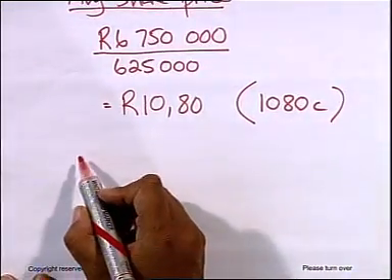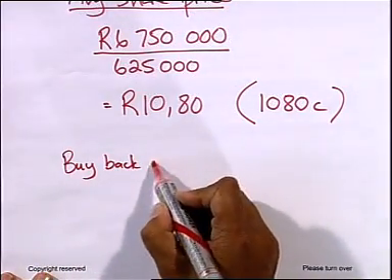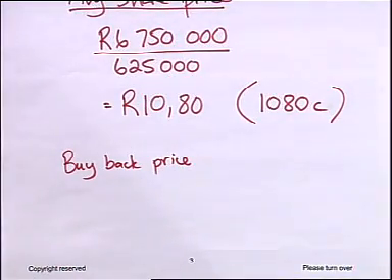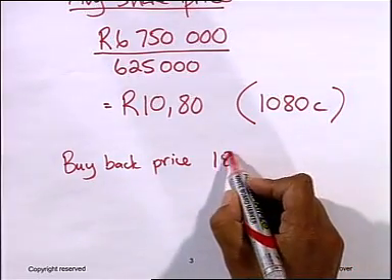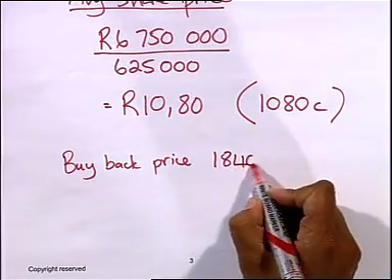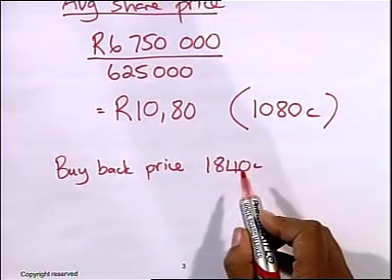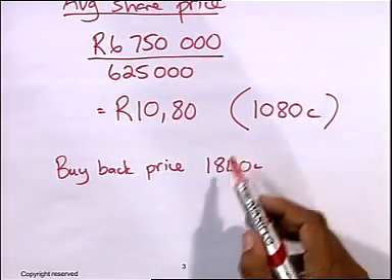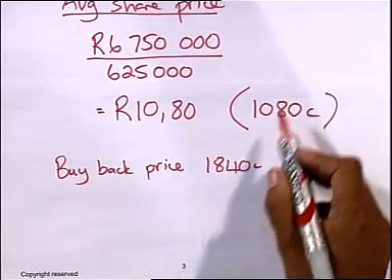What was our buyback price? Our buyback price, they said, remember that there? 1,840 cents, also known as 18 Rand 40. So you can either work with Rand or you can work with cents. Let's work with the cents.